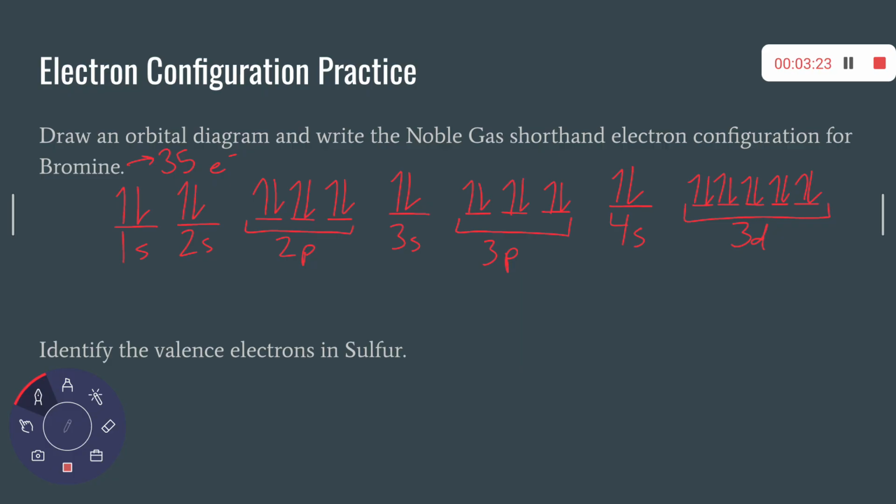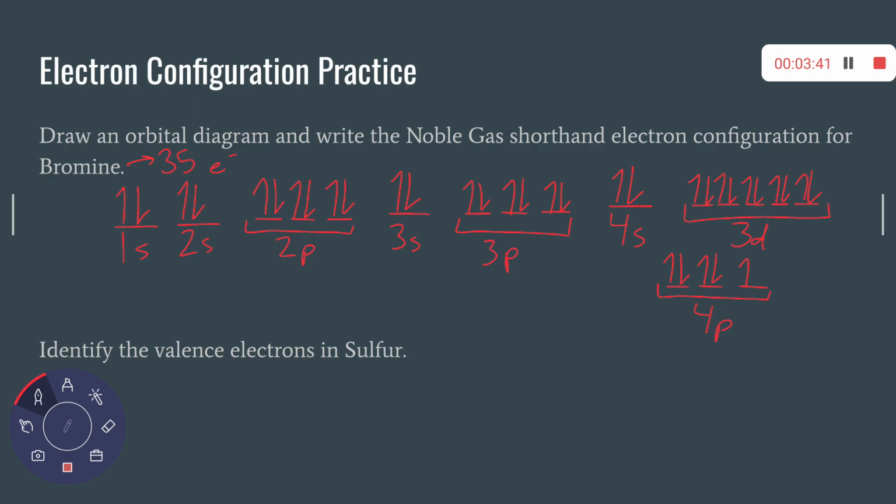After the D block, I will again return to the P block. This is now 4p, and I'm going to fit my last 5 electrons in here. And that's going to give me the orbital diagram for bromine.